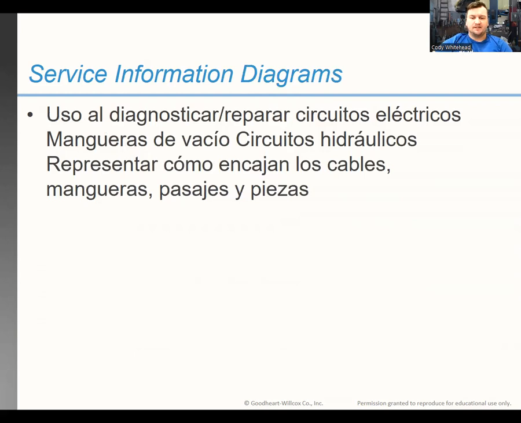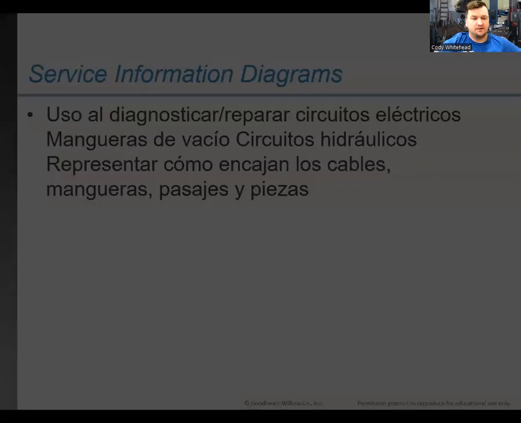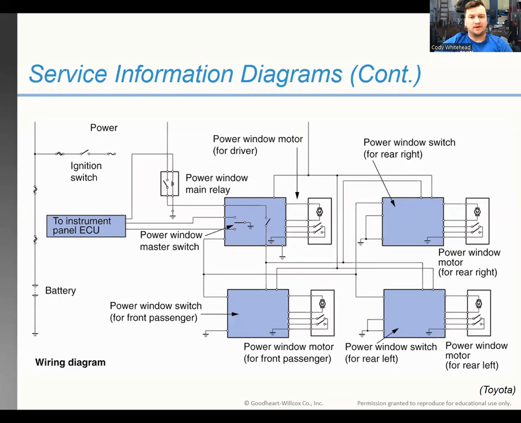When using diagnostics, surface information diagrams are used when diagnosing and repairing electrical circuits, vacuum hoses, and hydraulic circuits. This represents how wires, hoses, passages, and parts fit together. So here's an example of a wire diagram right here. This shows you a lot of good information.